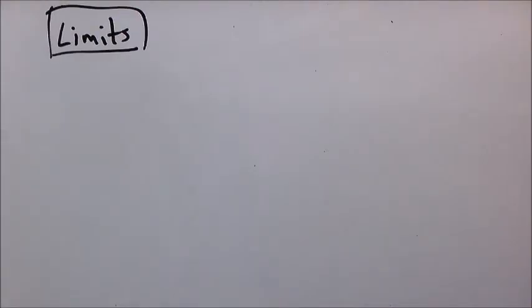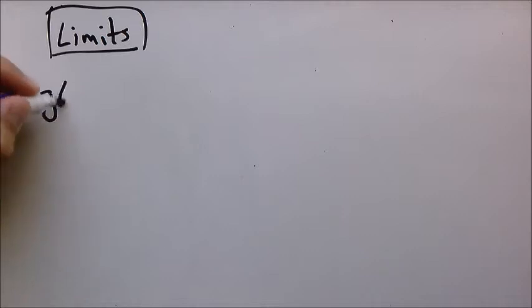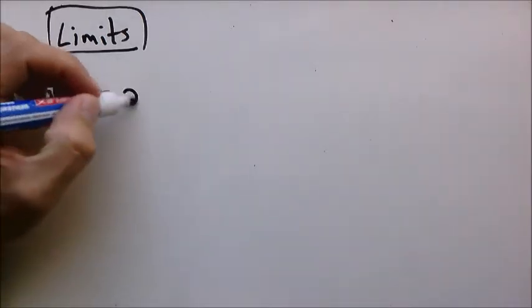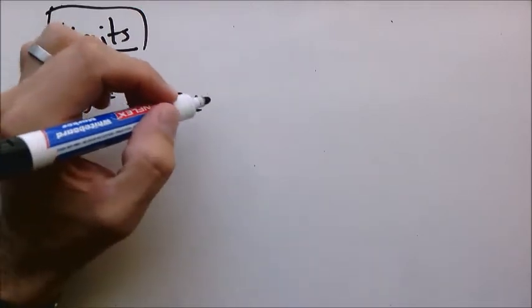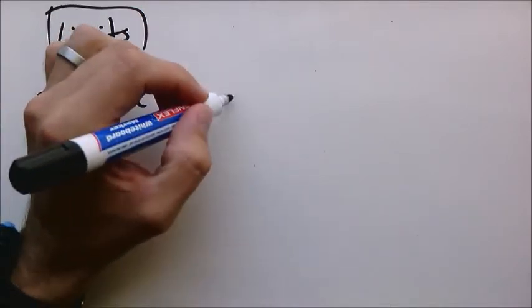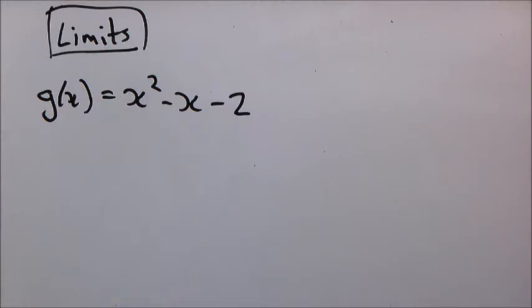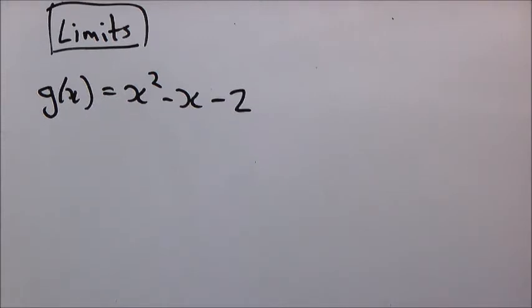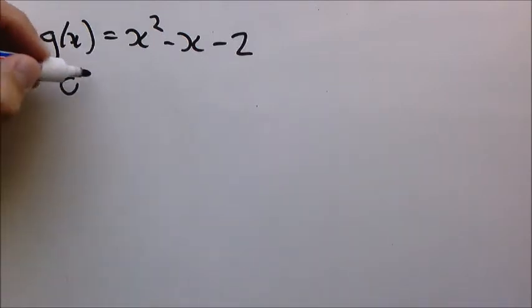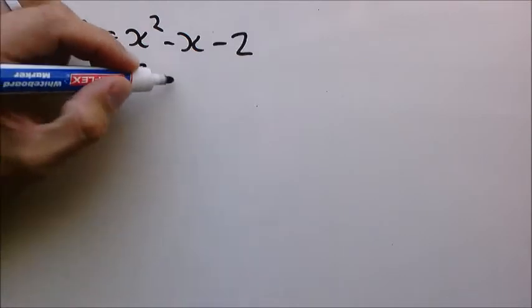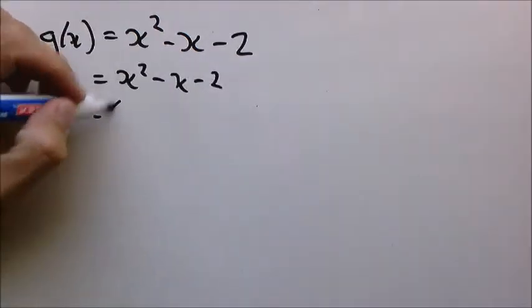So I'm going to start off with just an equation of a graph. Let's say, for instance, you have a graph that looks like this: g(x) equals x squared minus x minus 2. Let's say that is your graph. And I ask you to draw the graph for this equation. What you will do is you will factorize, right? You will make this equal to 0.